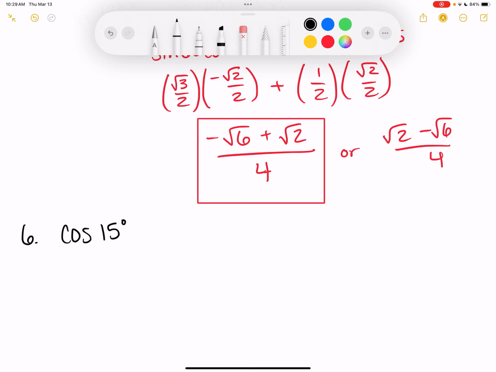So sometimes they give us an angle where adding just flat out won't work. There are no angles that I can add together off the unit circle that add up to 15, right? So, no, I'm going to use subtracting instead. All right, so what angles can I subtract to give me 15 degrees? 45 and 30: 45 minus 30. 60 minus 45, not 60 minus 30.